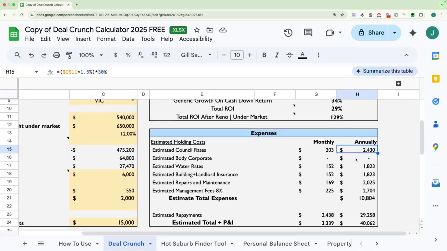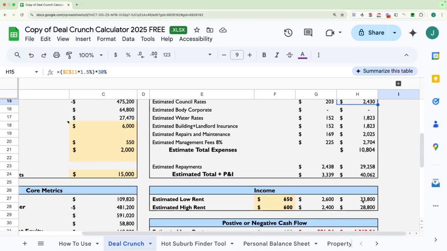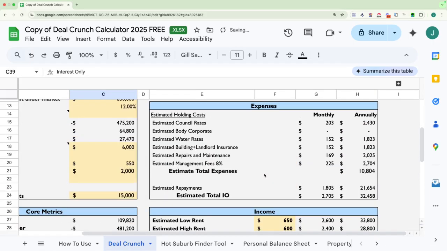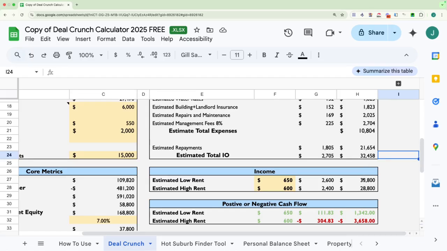Now, all of these expenses are factored in. If you get a different number, enter it in. So these are just estimates. It's 1.5% of a 30% breakdown, but essentially council rates here are $2,400, which means you've got negative estimated repayments on principal and interest, estimated repayments on principal interest only, $21,000 to total $32,000 of negative with $650 a week rent or $670 a week rent, right? You can see the difference that this makes.